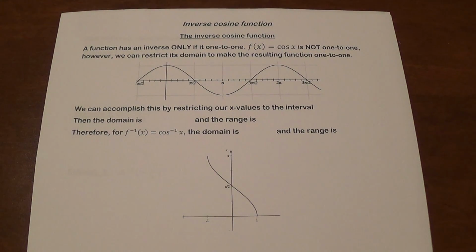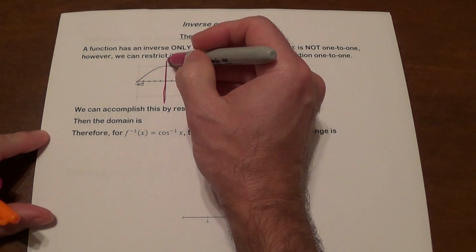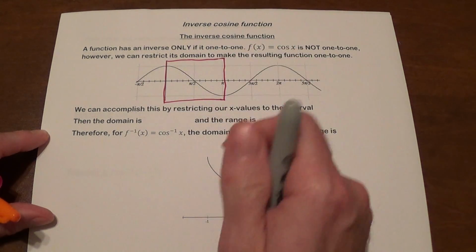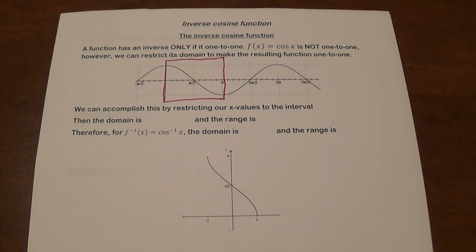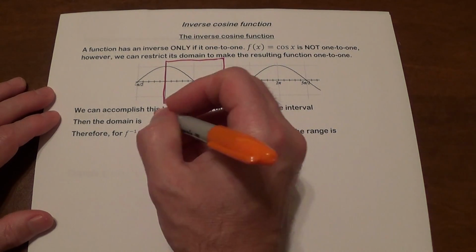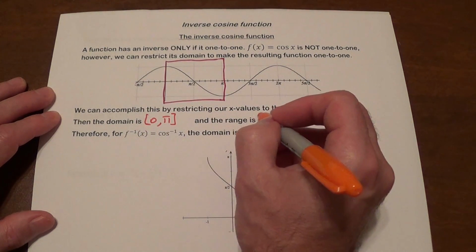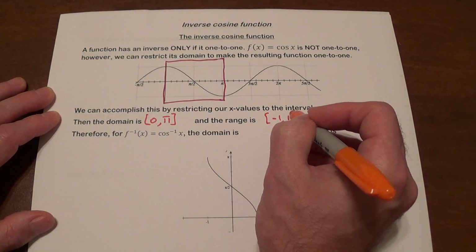So for the same value of y, you have multiple values of x. However, because this function is periodic, if we restrict our domain to only this part, then on this interval the graph of cosine is going to be one-to-one, and we will be able to use that. So we're going to restrict our domain to going from 0 to pi, and the range obviously is going to be from -1 to 1.